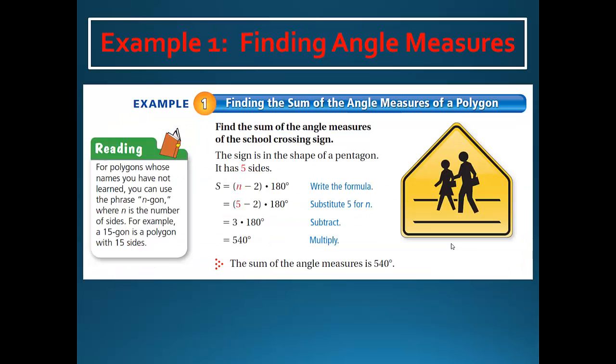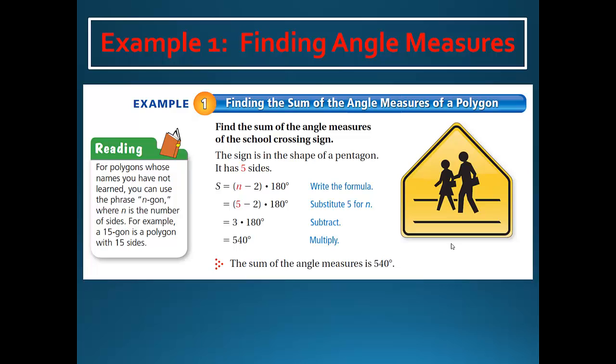Now we'll look at example 1 for finding angle measures. Find the sum of the angle measures of the school crossing sign. The sign is in the shape of a pentagon. It has 5 sides. So we're going to use our formula S equals the quantity n minus 2 times 180 degrees to solve this problem.